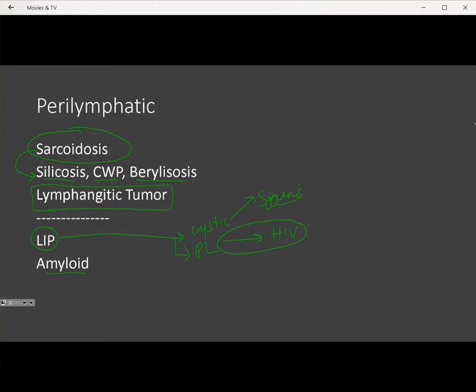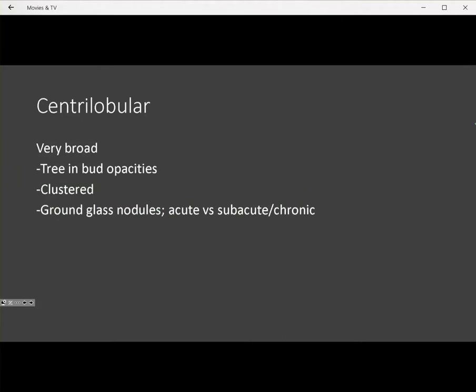And then lastly is amyloidosis. Amyloidosis has several different forms that it can take in the lung. There's a nodular form, there's a diffuse form, and there's an airway-related pattern that you can see with amyloid. In any case, amyloid can produce a perilymphatic distribution of micronodules within the lung. The big three that you should know, though, are sarcoid, silicosis, and lymphangitic tumor. Those are your big three that you must know, at least at the end of your first rotation.